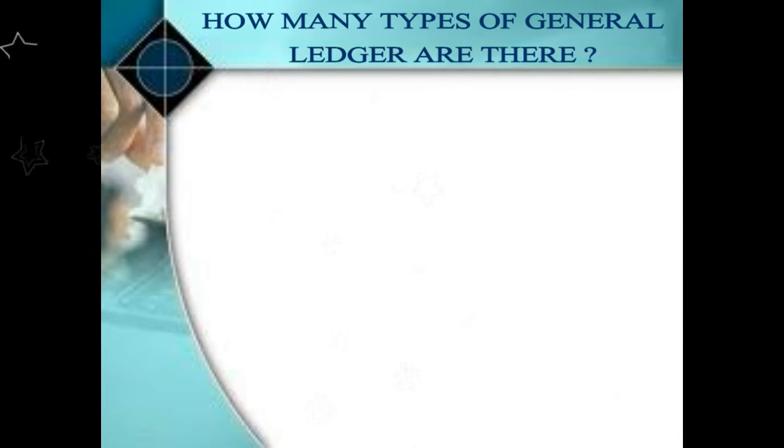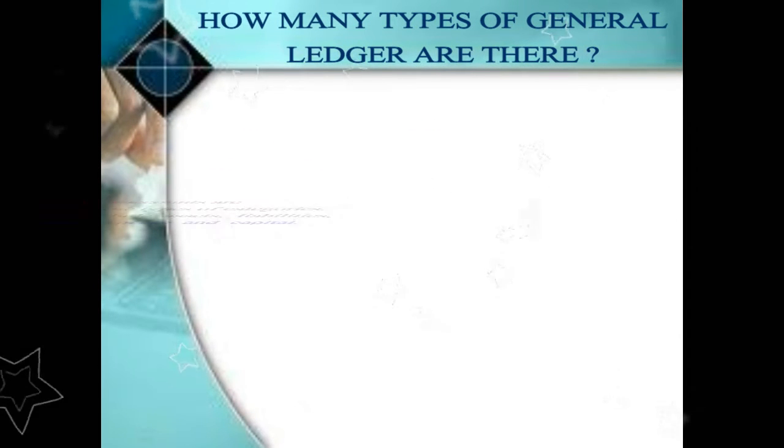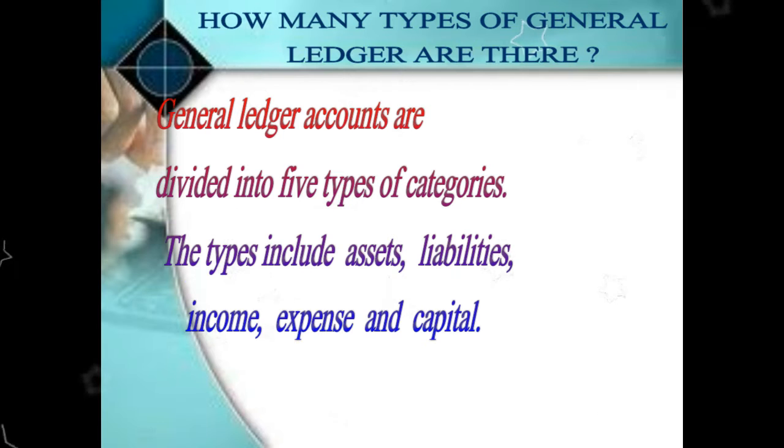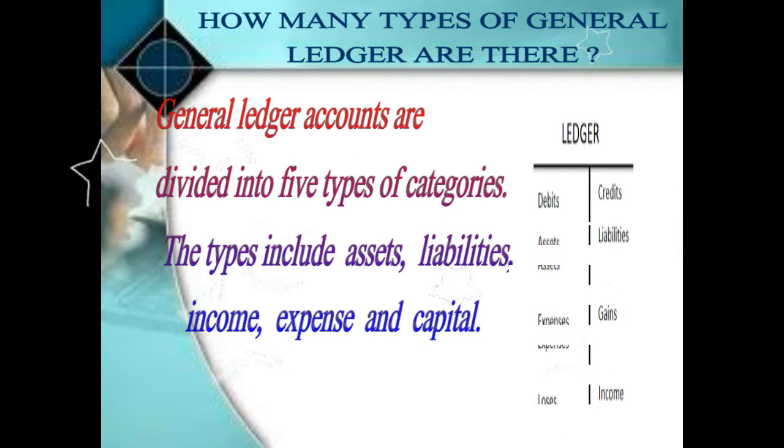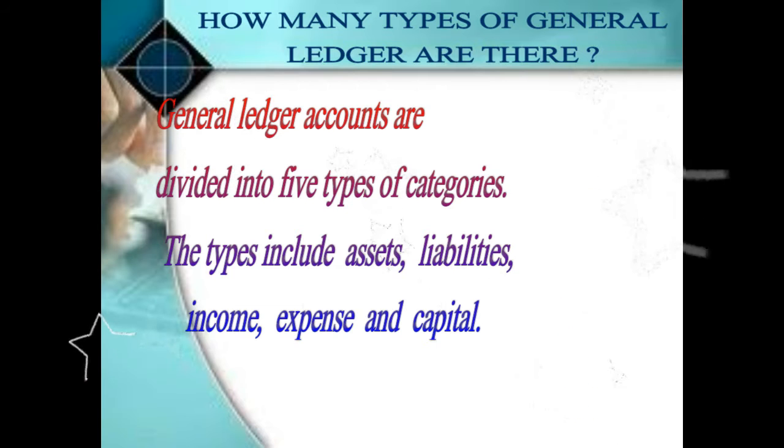Another topic: how many types of general ledger are there? General ledger accounts are divided into five types of categories. The types include assets, liabilities, income, expense and capital.